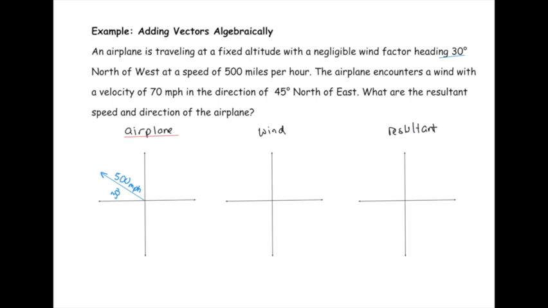Which makes sense. My wind, 70 miles per hour north of east. So it is 45 degrees north of east. North of east is right here. What's nice about 45 is wherever they give it to me in that quadrant, it's also going to be my reference angle. In this case, it's what they gave me, 45 degrees. So break those two down into components. Give me the components of the airplane. Give me the components of the wind.